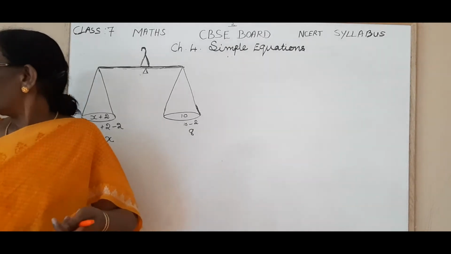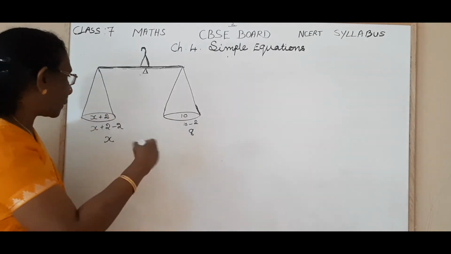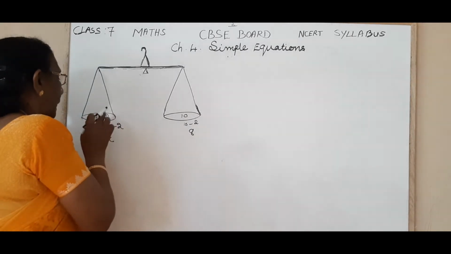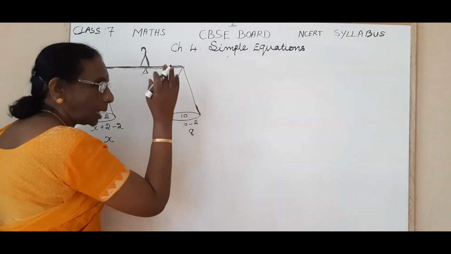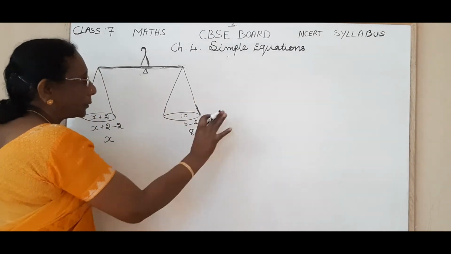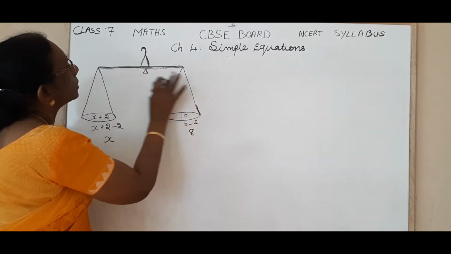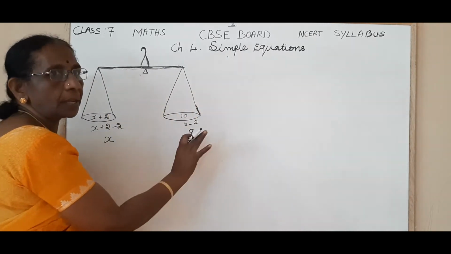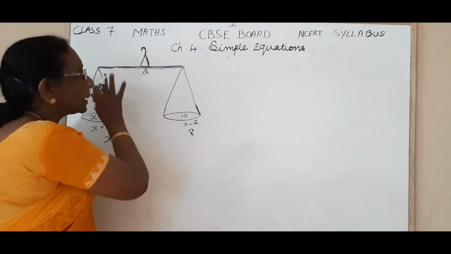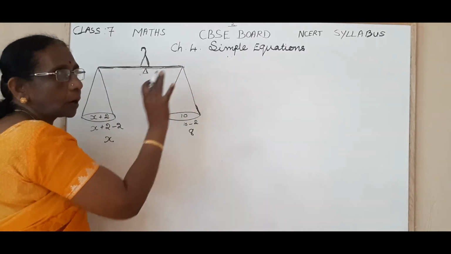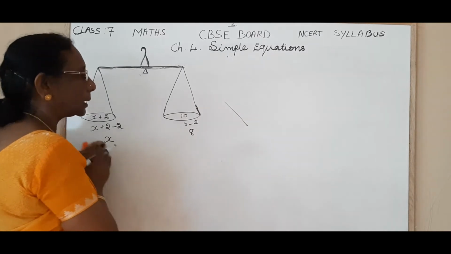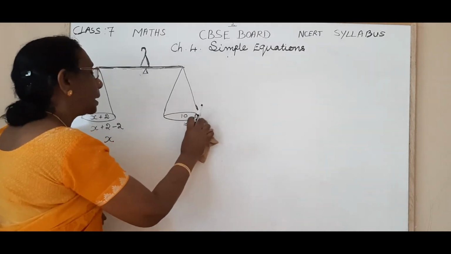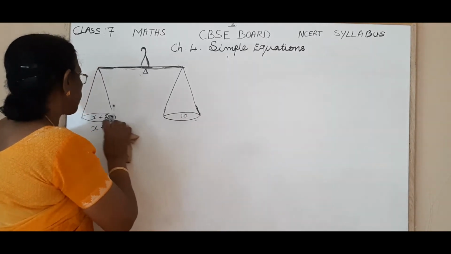The same way I can. So what we have done? We have subtracted 2 from the left pan and subtracted 2 from the right pan. Therefore, the equation, that is the position of the balance, will be maintained. Otherwise, it will not be in the horizontal position. It will go like this. Isn't it? Now, I am going to add.